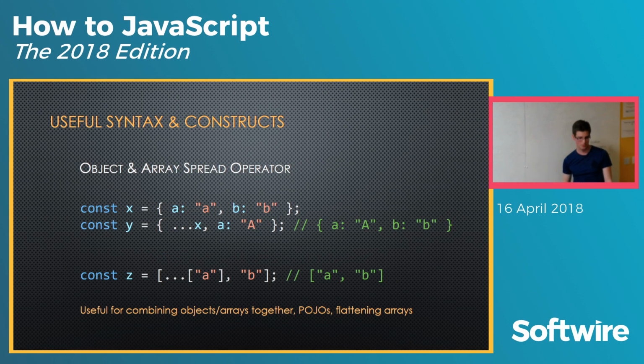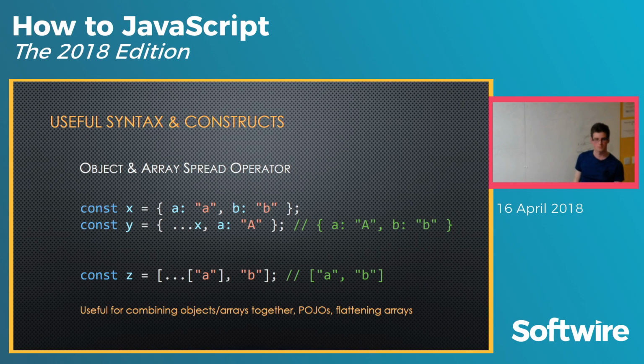Next up, this is one of the syntaxes I really like, it's reasonably new. It's the object and array spread operator. So say I have my object x, and I wanted to add some values to it. Say it's a config object, I want to add some more stuff to it. I can just specify ...x, and that basically iterates through the properties of x, and it will add them to the object y. And indeed, it can replace and overwrite things with anything that comes later. So it's useful for combining objects together, basically.